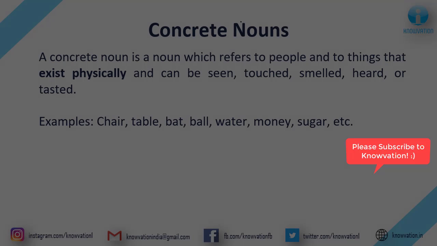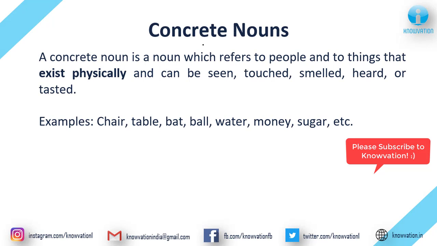आगे बढ़ते हैं. Next category of nouns is concrete nouns, another very important concept. So a concrete noun is a noun which refers to people and to things that exist physically. The most important condition for being a concrete noun कि हम ऐसी चीज हो जो physically present हो and it can be seen, touched, heard or tasted. So this is what is concrete noun. For example, chair, table, bat, ball, water, etc. So you can touch it and you can feel them. So these are concrete nouns.